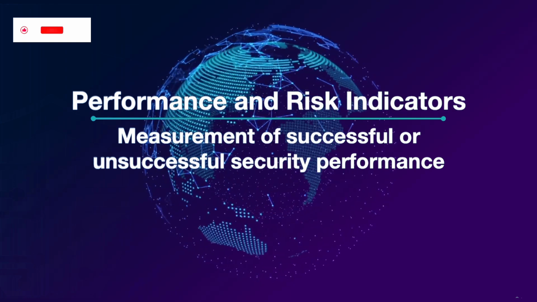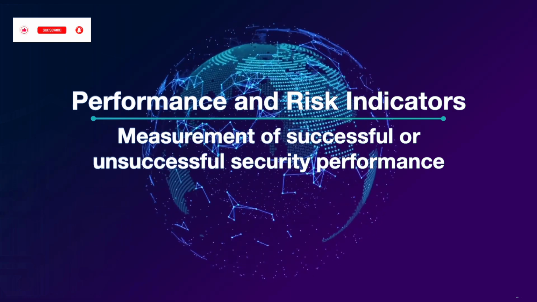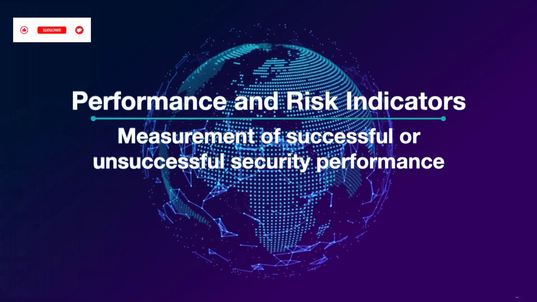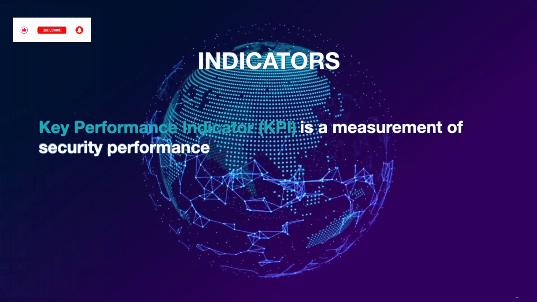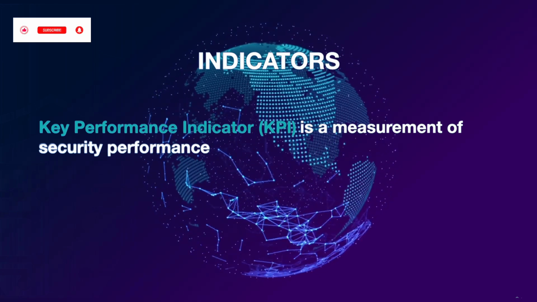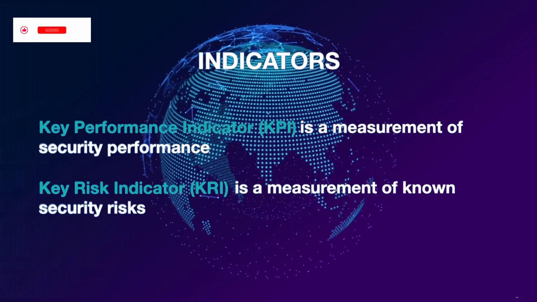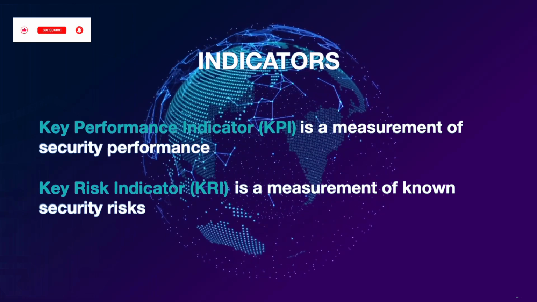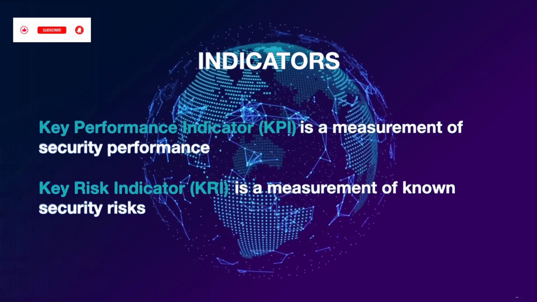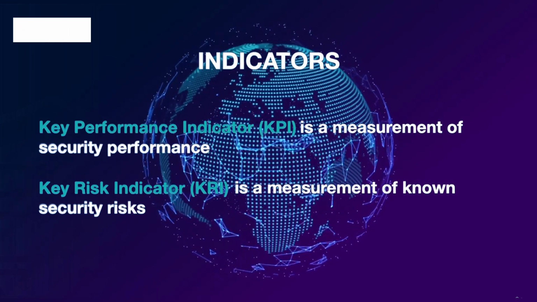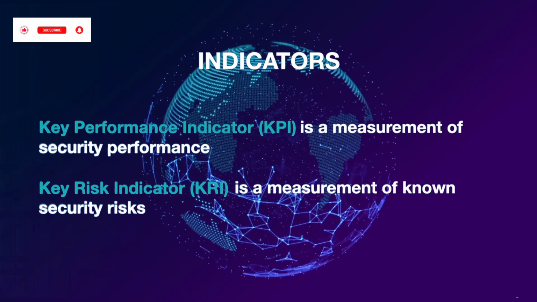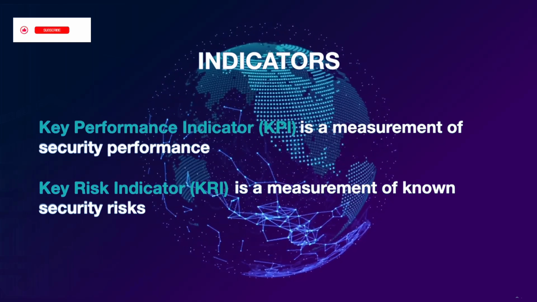Now the performance indicators and risk indicators are just measurement. It's measurement of success or the lack of success for security performance. Now the KPI, or key performance indicator, is a measurement of security performance, whereas the risk indicator is a measurement of known security risk. So what we are looking for here is the ineffectiveness or potential failure of a security control, and that's where the risk indicator comes in. So now the risk is what's not working well, and does this new risk pose a threat to the organization?